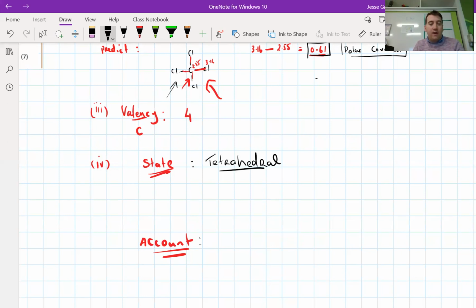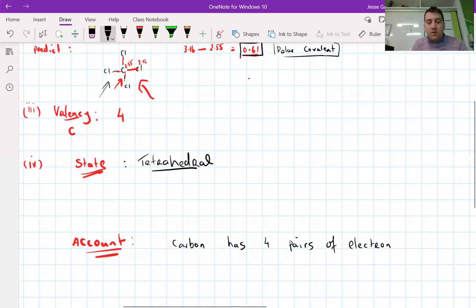Okay, so the account for here would be that the carbon has 4 pairs of electrons around it. That's the first thing. Electrons around it, which makes sense because 4 pairs is 8, and that gives carbon a share of 8 electrons like it wants to. It has a stable octet now, or it's achieved the octet rule. That's a good thing. It has 4 pairs of electrons.